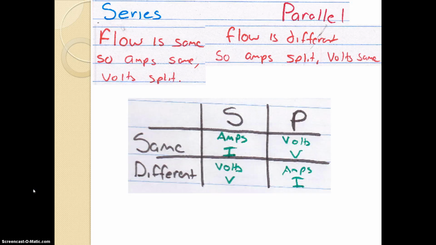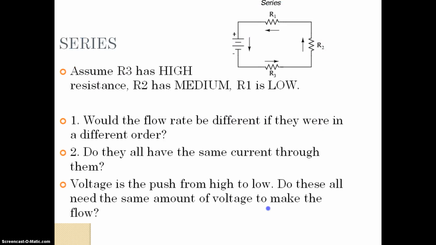So here's a cute little table to put everything together. For series and parallel, all things in series have the same amps, I. All things in parallel have the same volts, V. What's different about each one, theoretically, is the volts. And as we know from class, the more resistance something has in series, the more volts it has. The reason is, if you have more resistance, you need more of the push to get the same flow. Whereas in parallel, amps are different, and it's the opposite. If there's more resistance, that path has less amps.